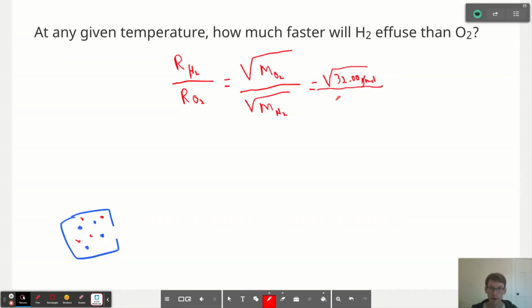And in the denominator, we're going to have the square root of 1.01 times 2, which is 2.02 grams per mole. That's the molar mass of hydrogen. And the units are actually going to cancel. And what we're going to find is that the ratio is 3.98. So what we're saying here is that hydrogen effuses 3.98 times as fast as oxygen at the same temperature. So we're going to have the hydrogen escaping at a rate 3.98 times the rate of oxygen escaping.